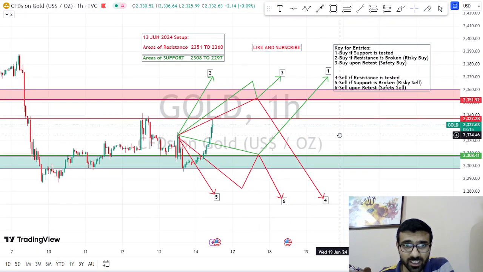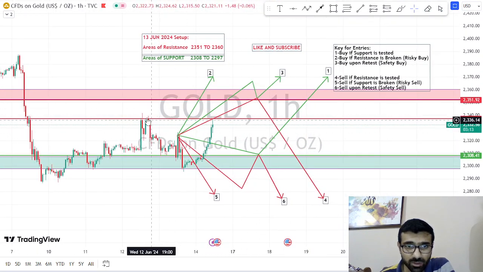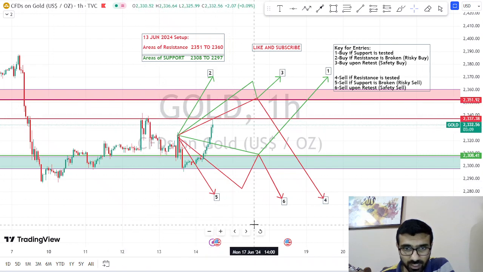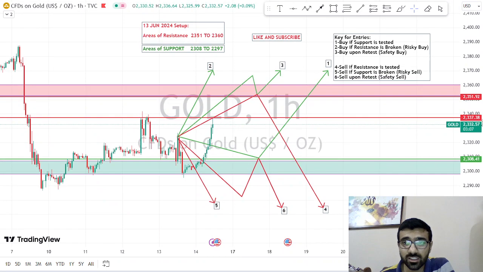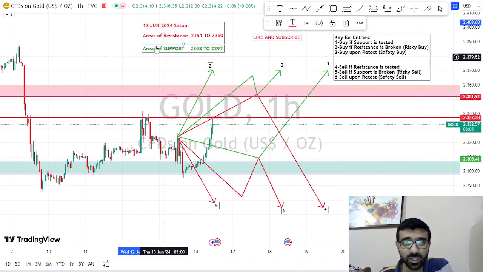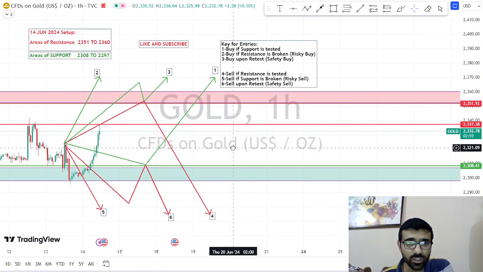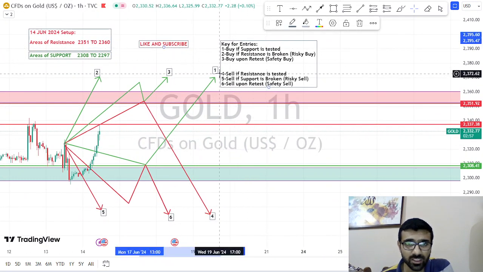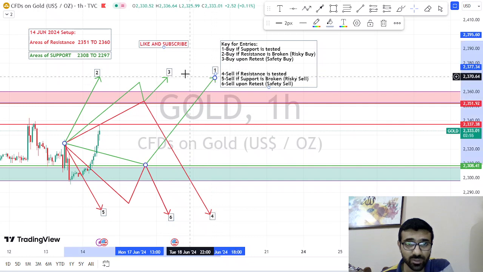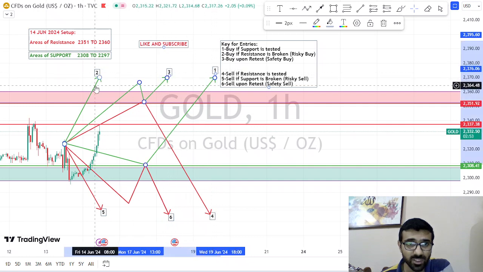Okay, as market has now reacted beautifully, it is kind of making a double top pattern, and market might go down from here. But just be vigilant and be ready for any kind of scenario, and do not panic anywhere. Okay, so for 14th of June today, market's levels of support and resistance are going to remain the same.